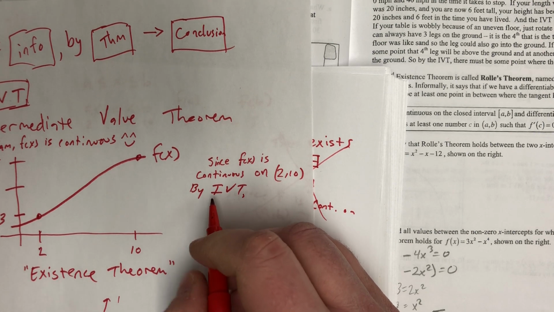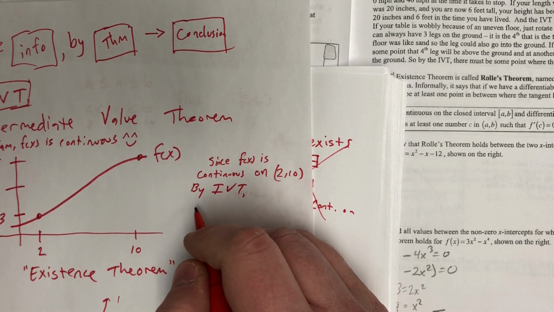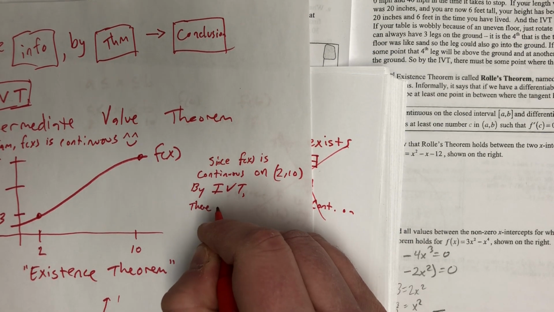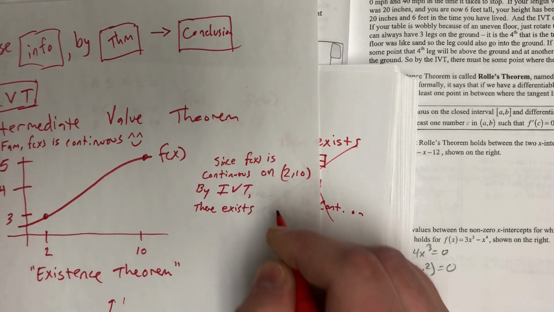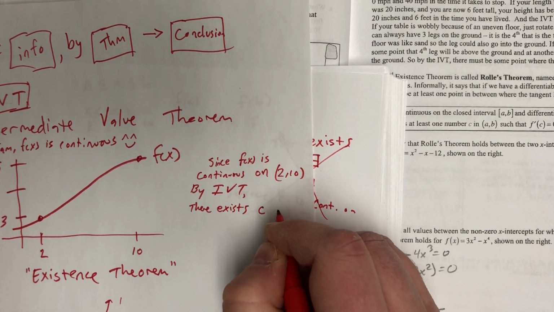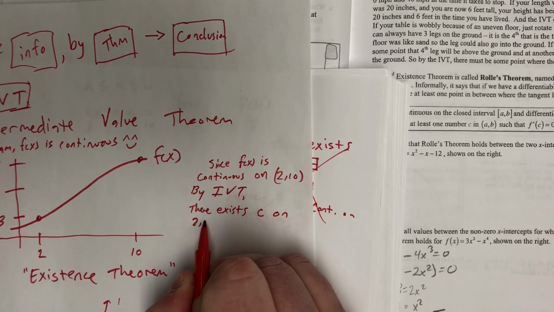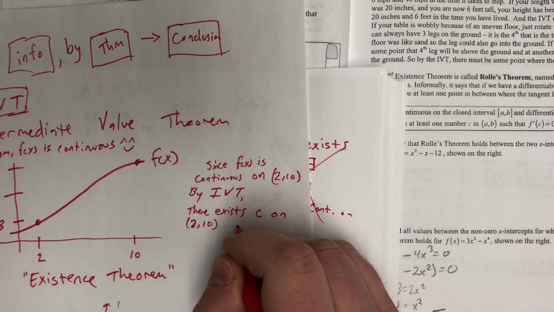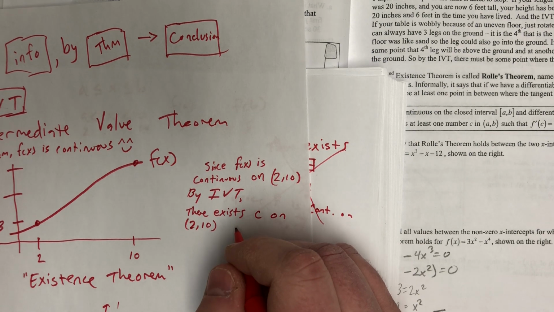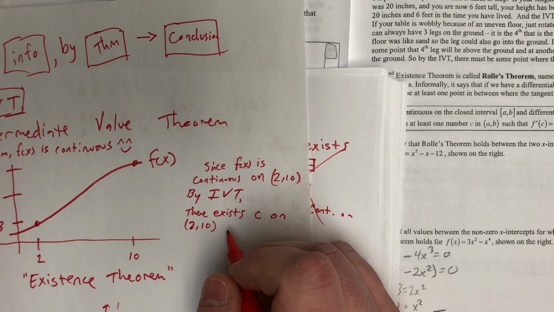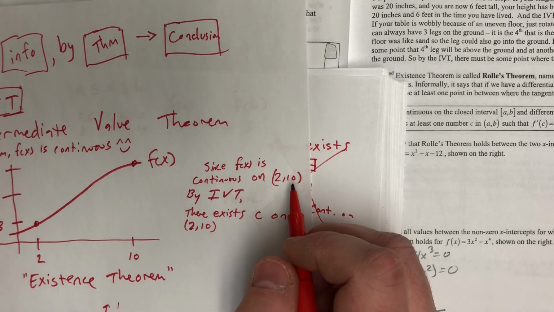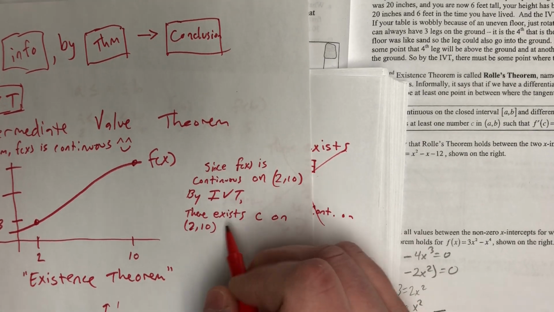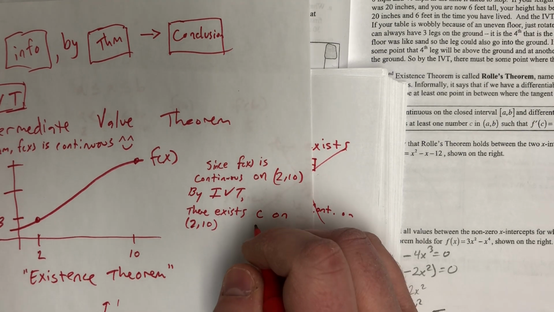Let's see, by IVT, I'm going to be able to say that there exists C on 2 to 10. You know what? I think I'm missing something. I'll just tack it on at the end. We didn't talk about, and we start out at 3 and we end at 5. We should mention that too. There exists C on 2 to 10.